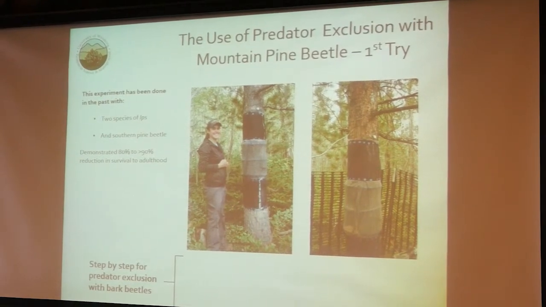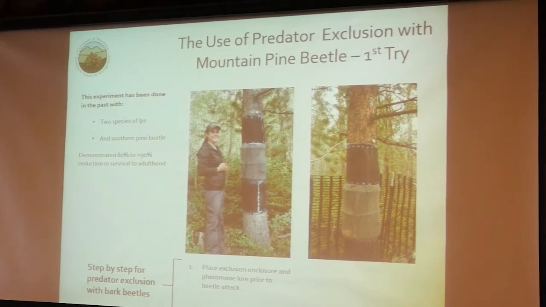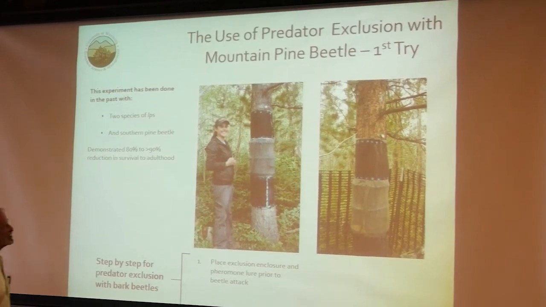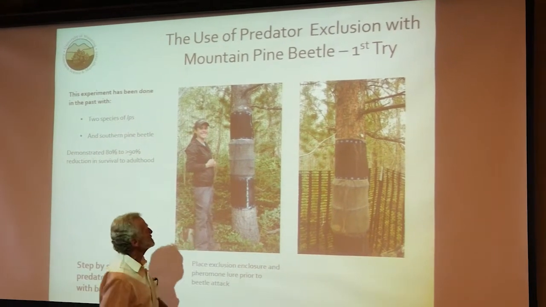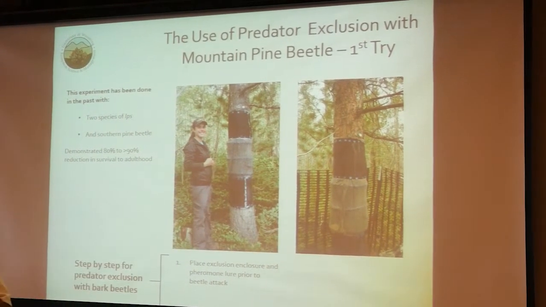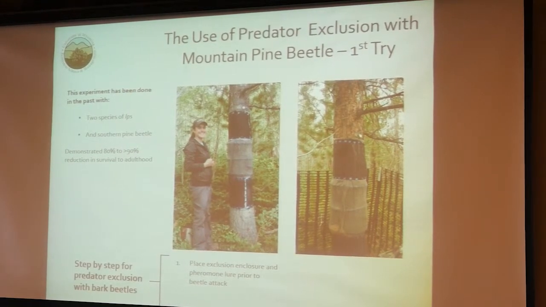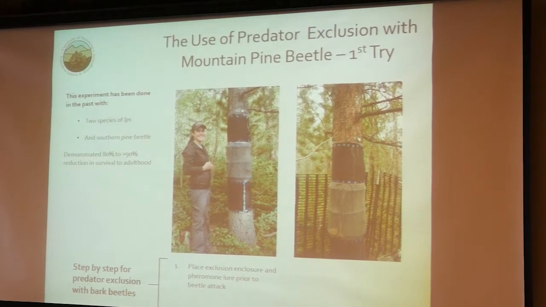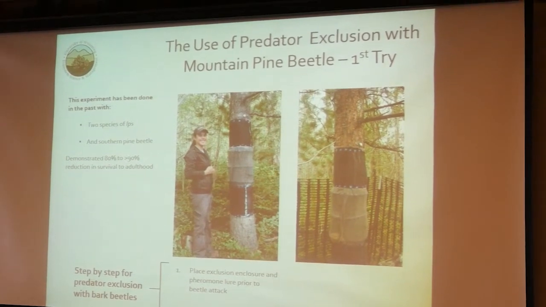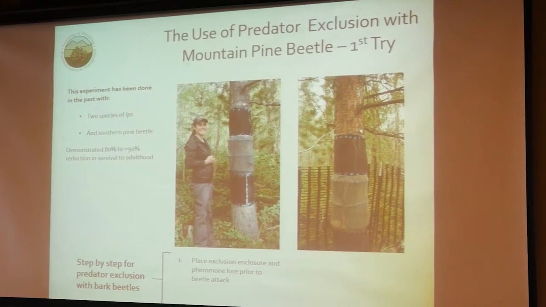So here's how you set one of these experiments up. You start with putting an exclusion enclosure. So from the bottom of this black cloth to the top of that black cloth at the top, no insects can reach the trunk of the tree. And then you put a lure, a bark beetle lure on the tree, because now you've done all this work and you want your tree to be attacked, right? You don't want that work to go to waste.